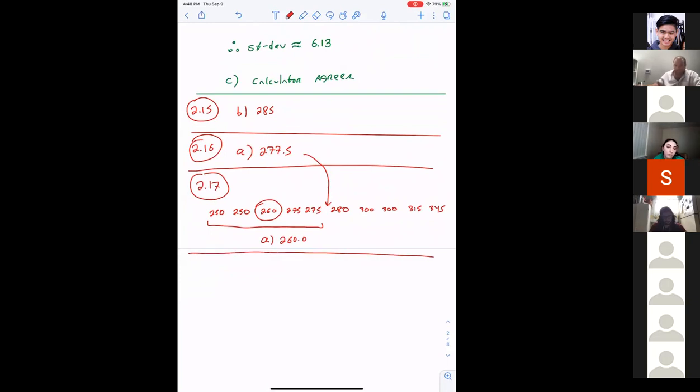2.18. If a distribution is skewed to the left, A, the mean is less than the median. B, the mean and the median are equal. C, the mean is greater than the median. A, B, or C. Okay. So now any answers after 2.18 are answers to this question. So if a distribution is skewed to the left, A, the mean is less than the median. B, the mean and median are equal. Or C, the mean is greater than the median.